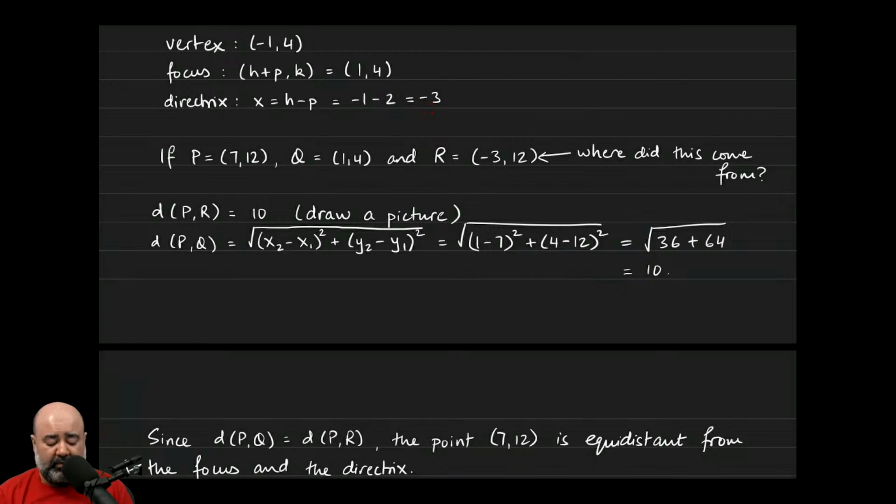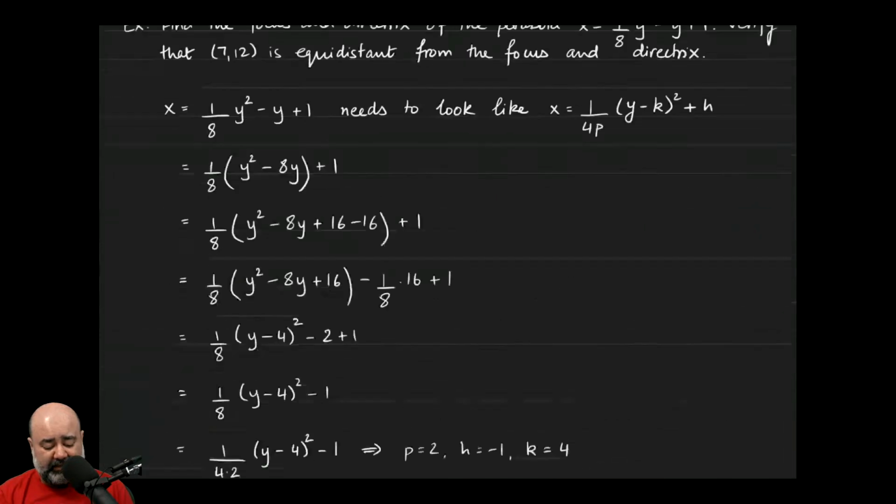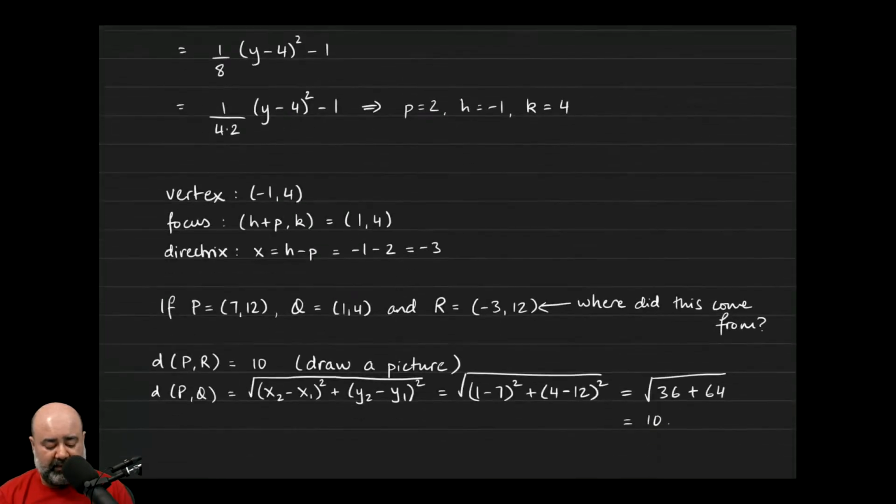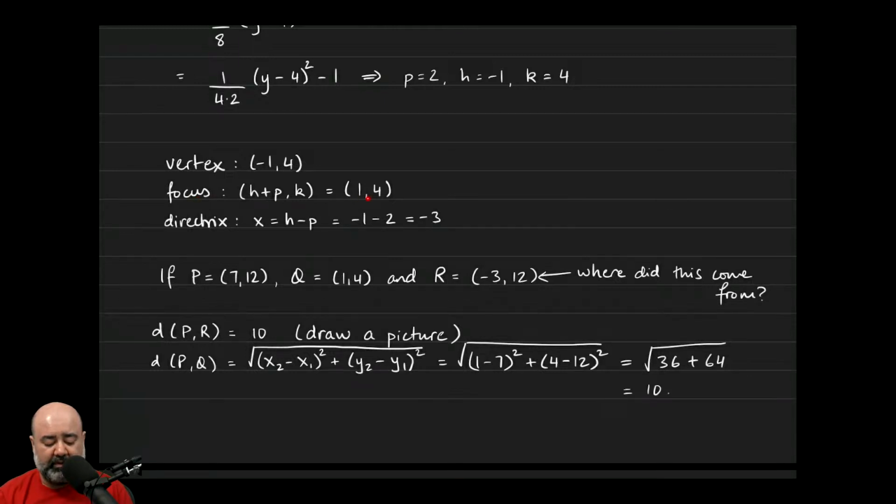So now that basically is it. The question asked us first to find the focus and the directrix. We just did that right here. We found the coordinates of the focus, 1, 4. We found the equation of the directrix, x equals negative 3.